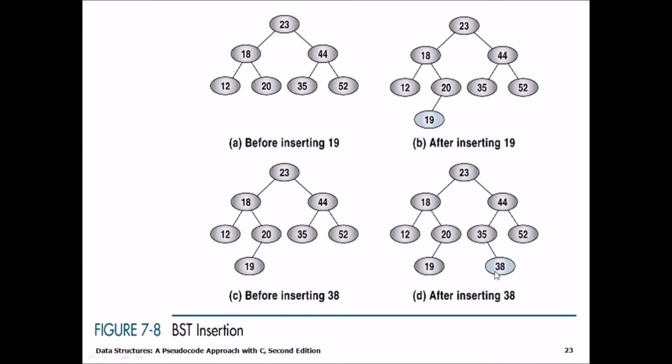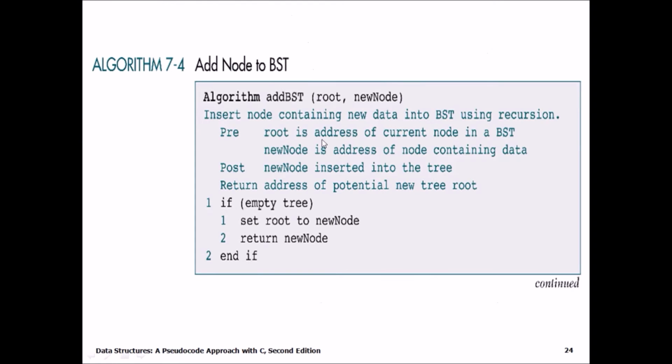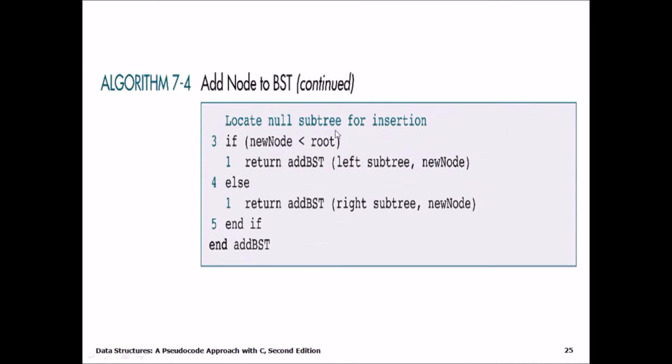Now adding a node to a BST: if it is an empty tree, set the root to the new node, meaning if there is no tree, set it as the root. Otherwise, if the new node is less than root, then we have to go to the left subtree and then put the new node.